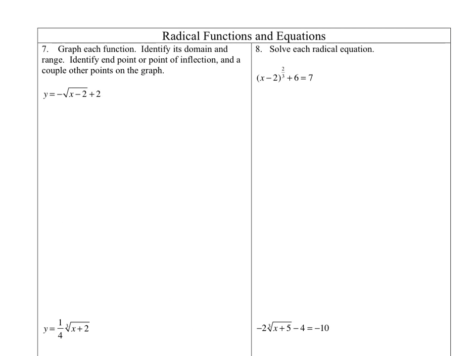Next up, we got to graph some radical functions. There are a couple things we have to remember here. The first is that we need some really important point, which in this case can be the end point or point of inflection, and a couple other points on this graph. You've also got to identify the domain and range as part of this. We had a general strategy here, and that strategy was to make a table.